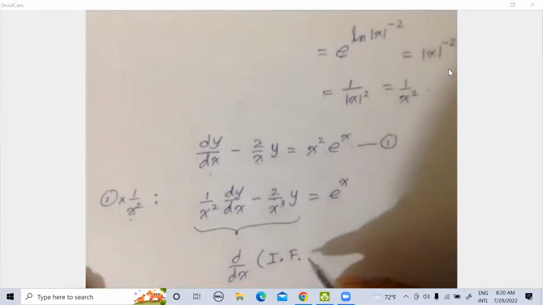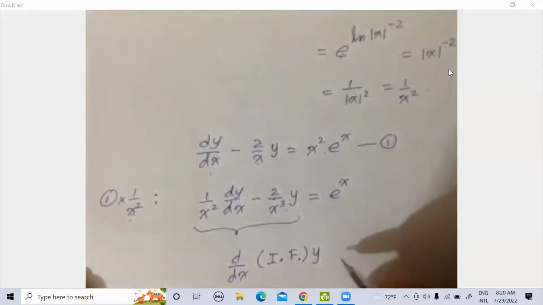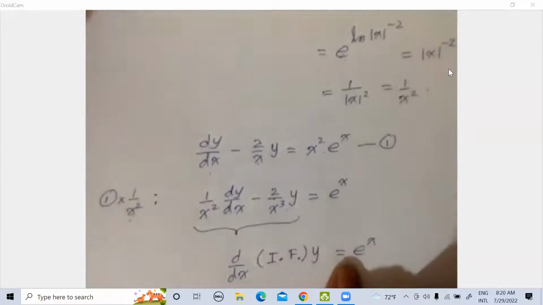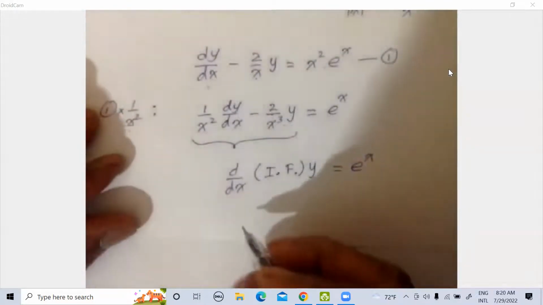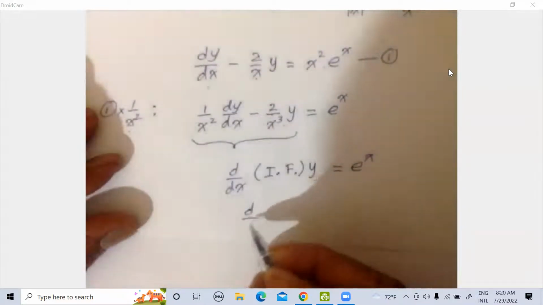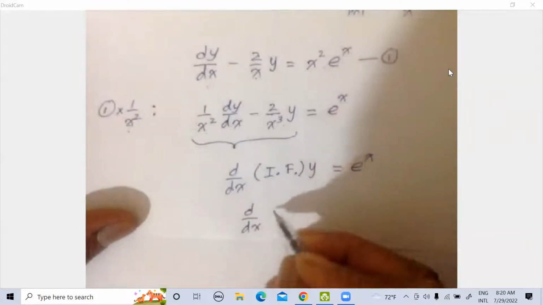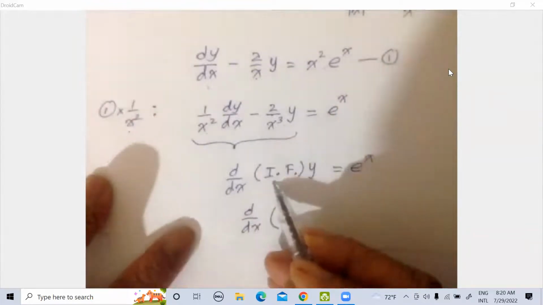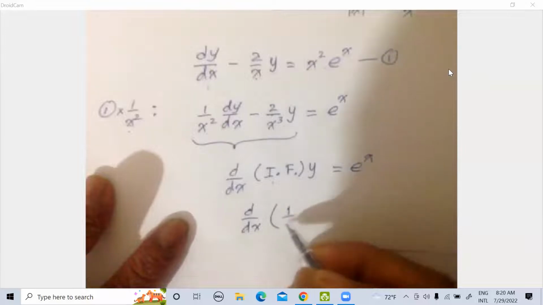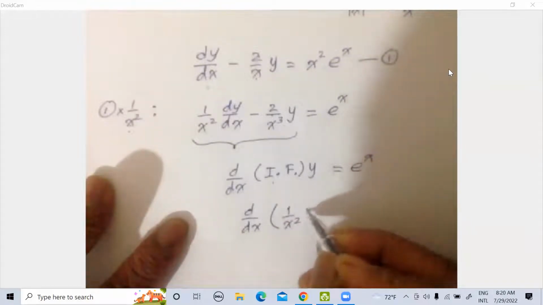Integrating factor of ix times y is equal to e to the x. So this step need not be written. You can straight away write d over dx of the integrating factor times y. What is the integrating factor? The integrating factor is 1 over x squared, so 1 over x squared times y.